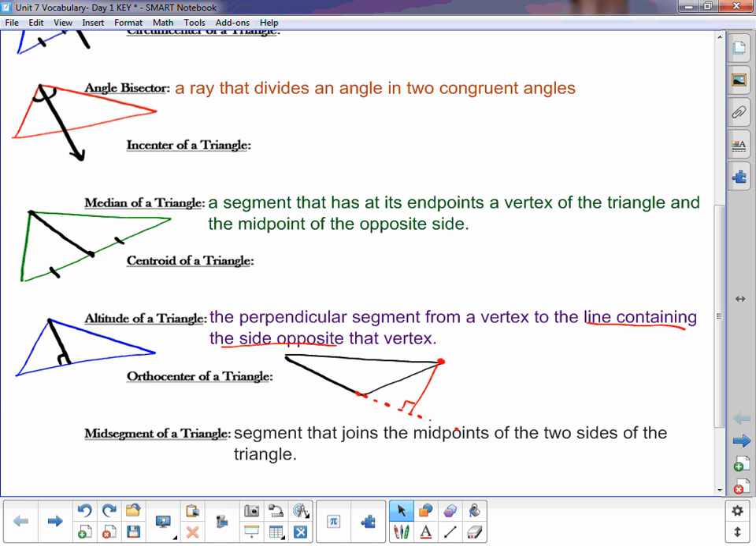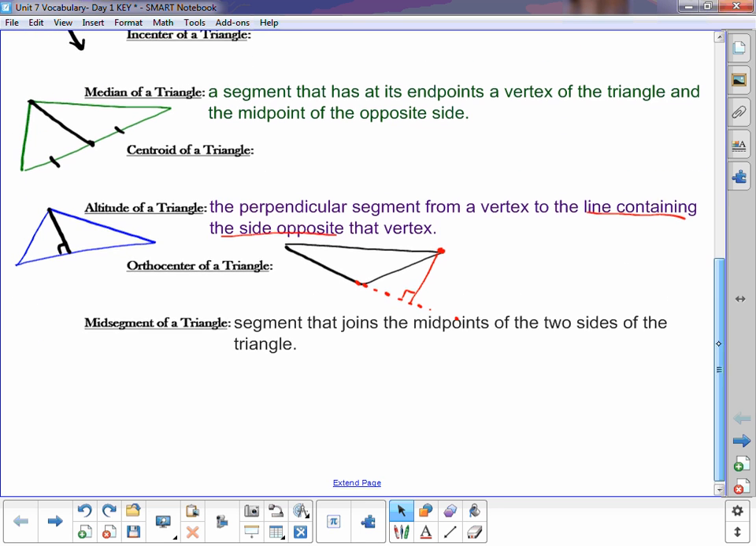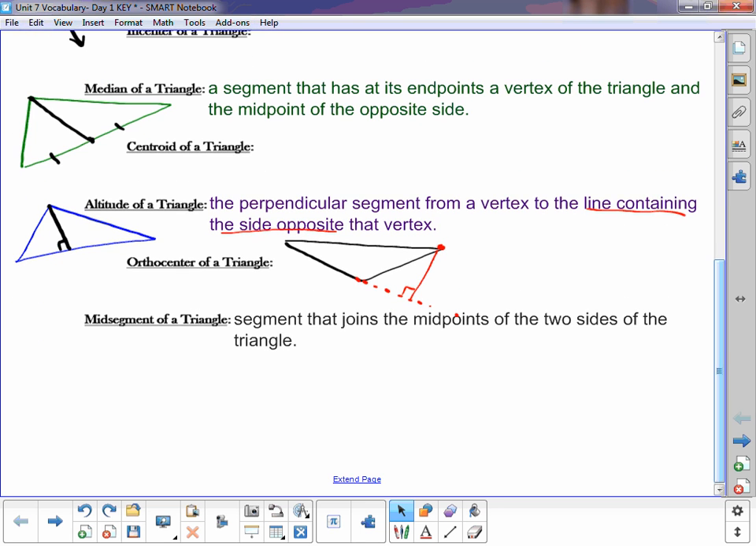All right. Questions on medians or altitudes? And how many altitudes can I draw in a triangle? 3, because again, it's going from the vertex to the side opposite. Okay, and last but not least, the midsegment, which we actually already dealt with before. So a midsegment is the segment that joins the midpoints of two sides of the triangle.